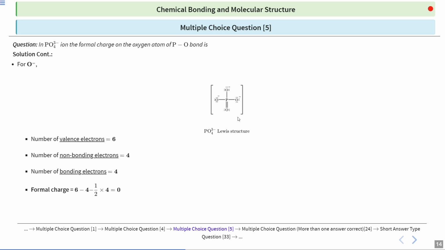So here we are calculating it for the double bonded O, not for the O minus, because we have taken the number of non-bonding electrons as 4. You can see on the double bonded oxygen, there are 4 electrons which are not bonded. What is the number of bonding electrons for this oxygen? As it is making 2 bonds, the total electrons involved in its bonding is 4. We simply put it in the formula and we get the formal charge as 0. I guess this part is clear to you. Again, I am repeating it: it is for the double bonded oxygen. Now moving on to the single bonded oxygen.